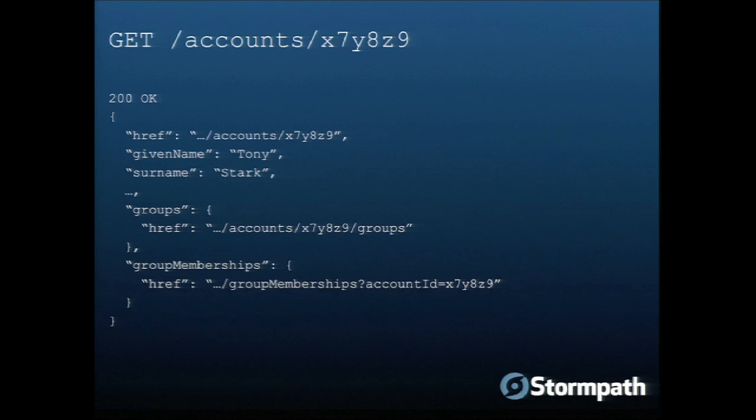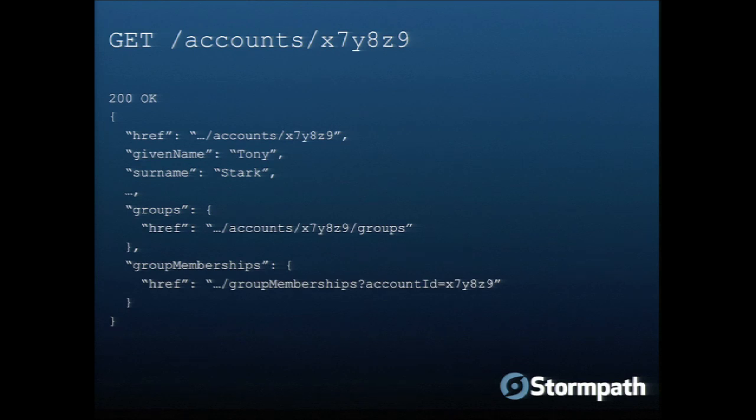So it also helps with backwards compatibility. So for example, maybe you didn't have a group membership concept in your data model, and you only had a direct association with groups. You can add a group memberships link later when you introduce that concept, and it doesn't break the existing functionality built on top of that link, or the groups link.